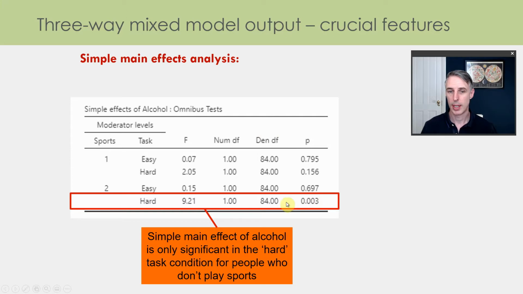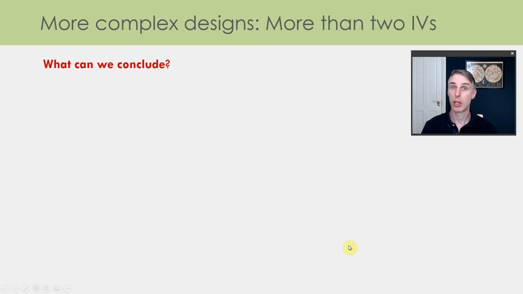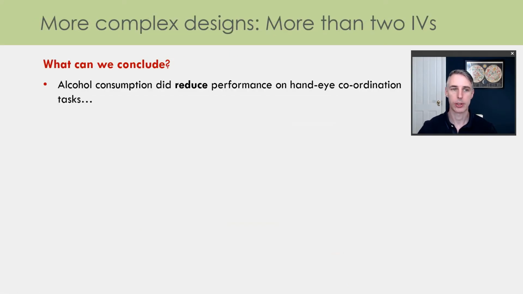So although the effect of alcohol is significant here in this combination, we shouldn't interpret this as being different from these 3 other effects of alcohol. Okay, this is significant and these 3 aren't, but we can't conclude that those effects are therefore different from this effect. Okay, so what can we conclude more generally from that analysis?